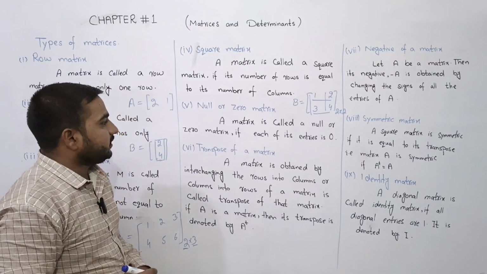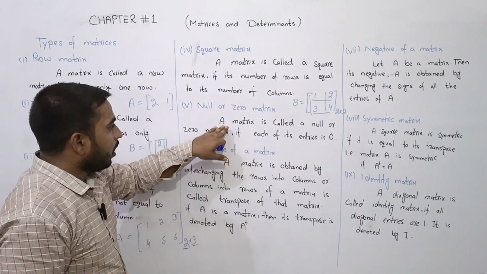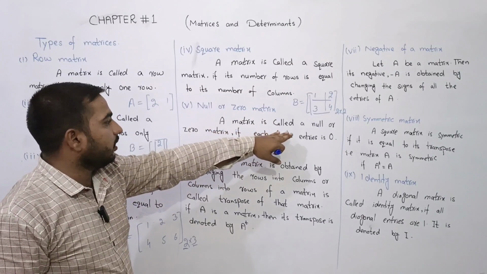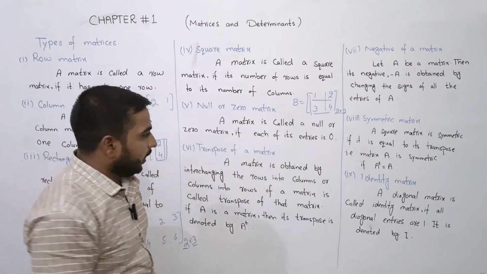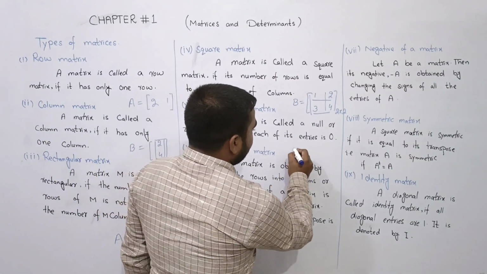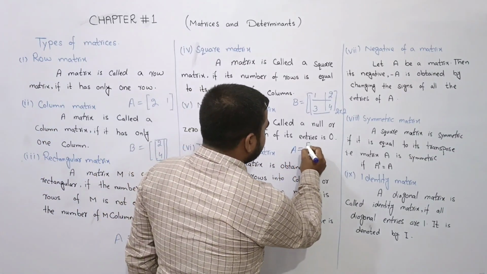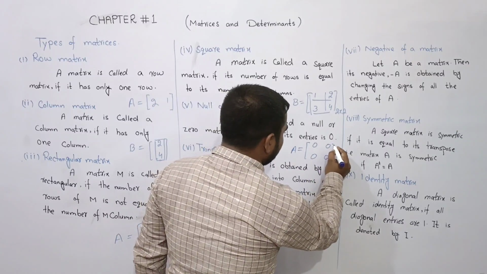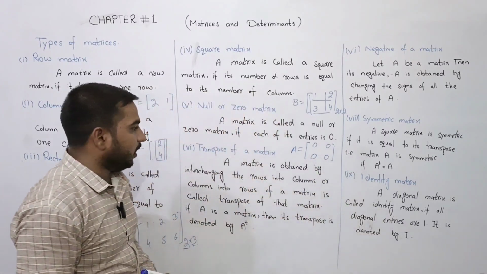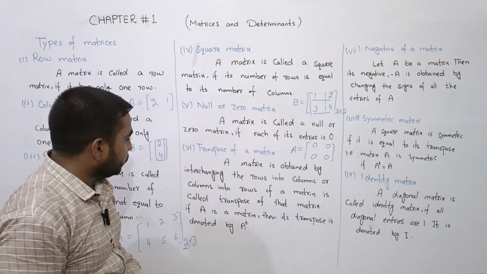Then the null matrix or zero matrix. A matrix is called a null or zero matrix if all the entries of the matrix are equal to 0. For example, here 0, 0, 0 and 0. This type of matrix is known as the null or zero matrix.